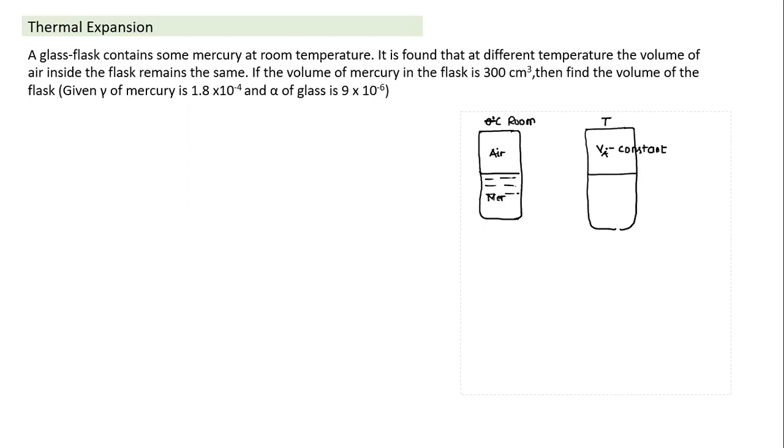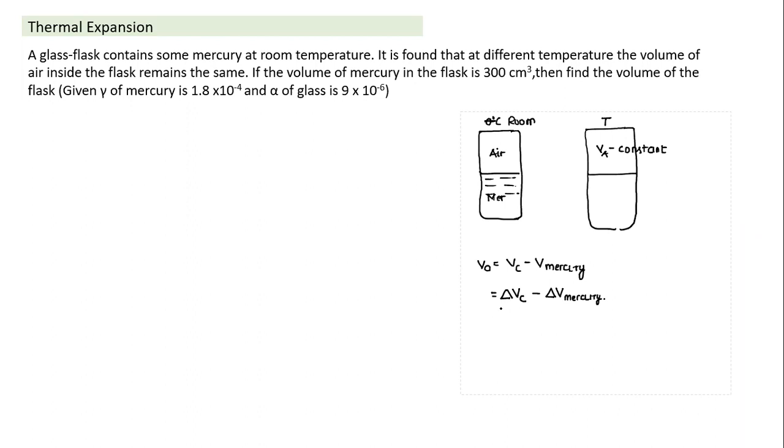So why is the volume of air constant? Volume of air is nothing but volume of container minus volume of mercury. If the volume of air remains constant, it will remain so only if whatever change there is in the volume of the container, the same change is there in the volume of mercury. So air volume is something like A minus B. If this quantity has to remain constant, delta A and delta B have to be equal. So delta V of these two have to be equal.